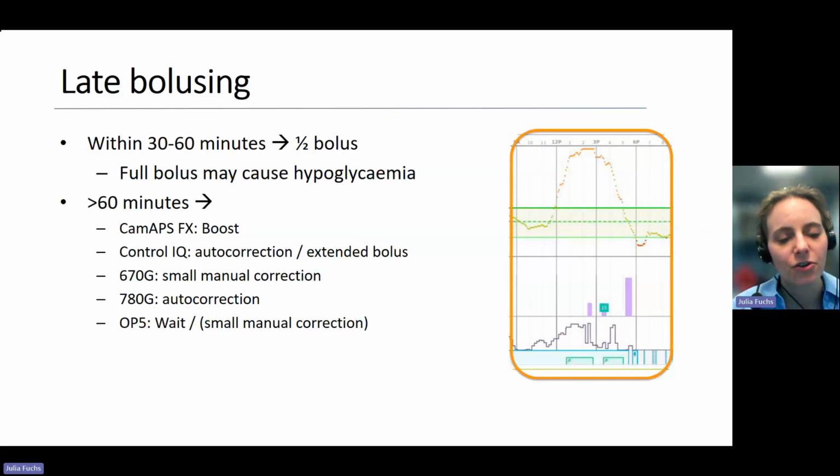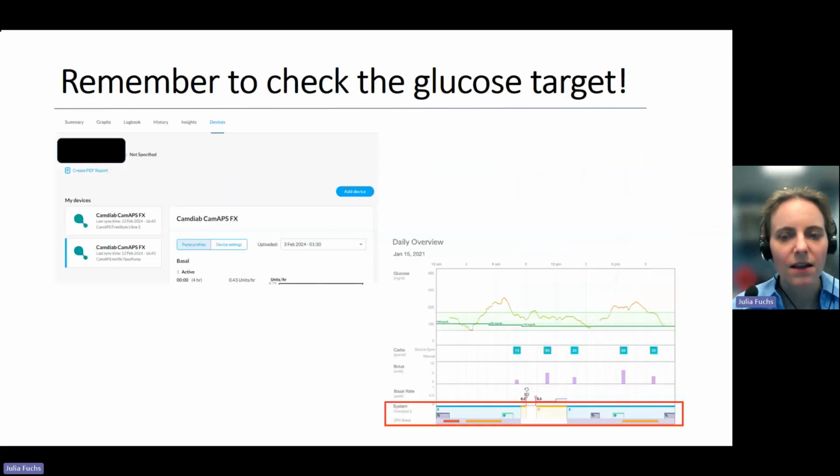For the 670, your only option is probably a small manual correction. In the 780, it probably would be reasonable to wait and see if it manages through auto corrections. Otherwise, you might need to give a small manual correction. But as I said before, I would generally dissuade from that because it usually leads to hypos. And similarly, for the Omnipod 5, you're probably best off waiting and seeing what happens.